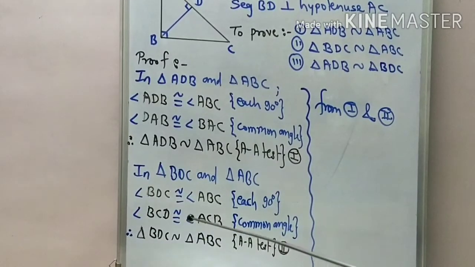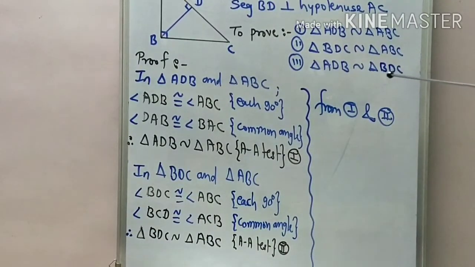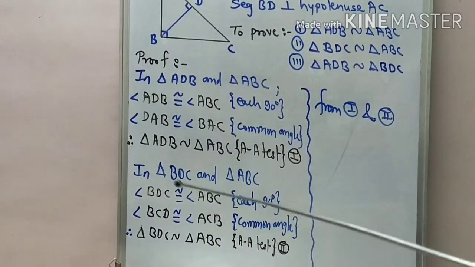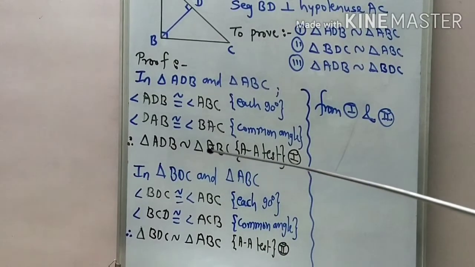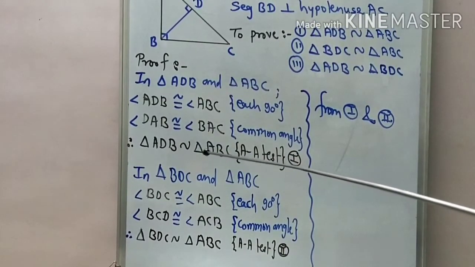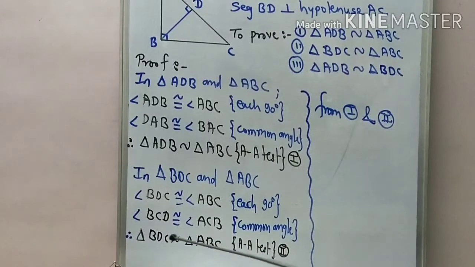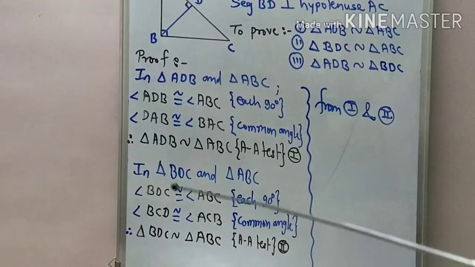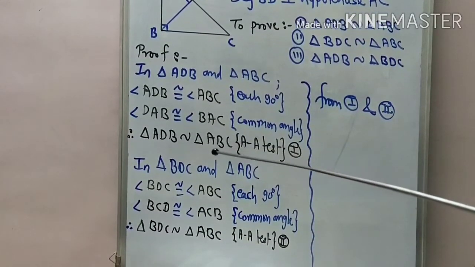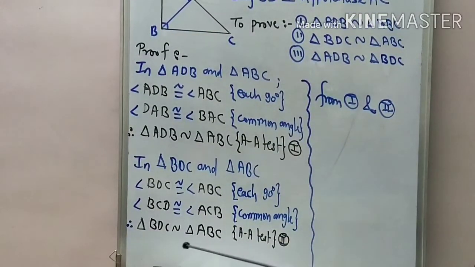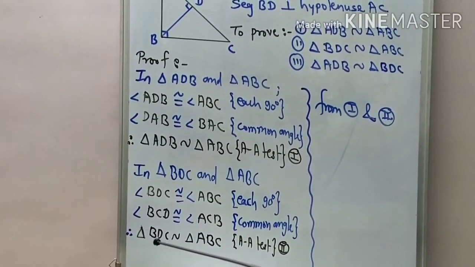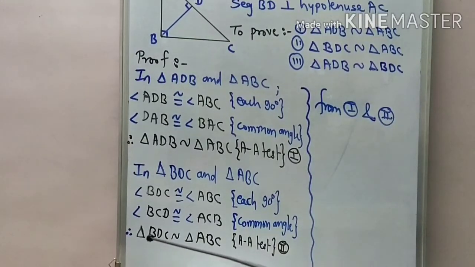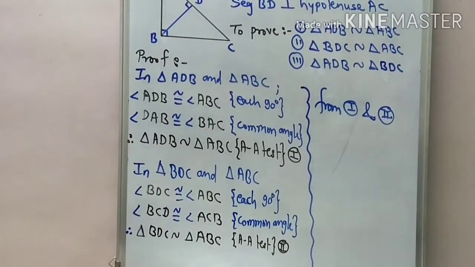Understood this? Okay, and now for the third pair. In the first and second, what do we get here? Triangle ADB is similar with triangle ABC, and triangle ABC is similar with triangle BDC. So here we have the transitivity property: the first triangle is similar with the second one, the second triangle is similar with the third one, and hence we can say that the third triangle is similar with the first triangle. That's the transitivity property.